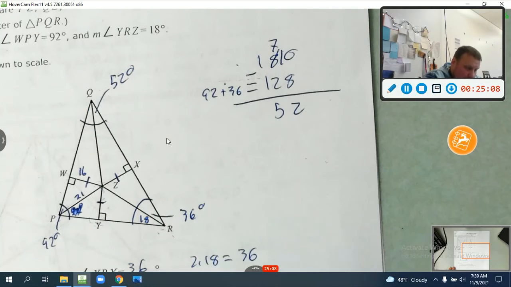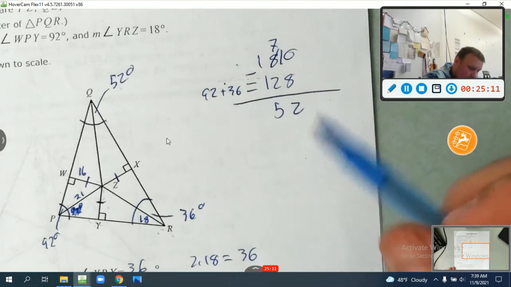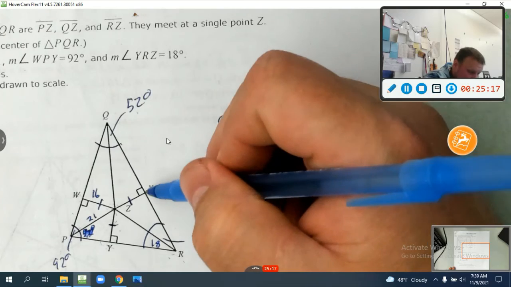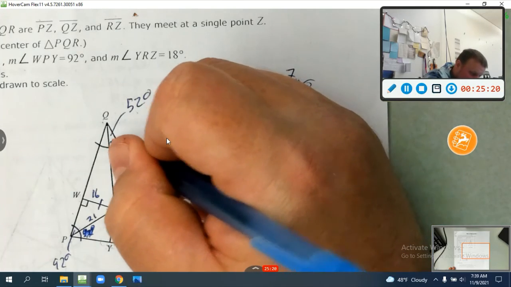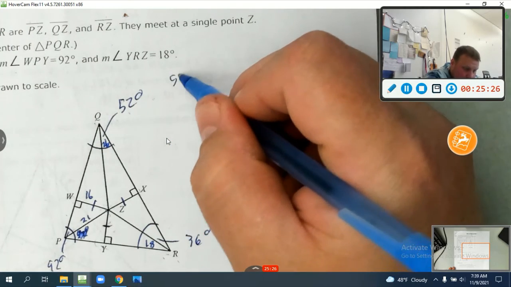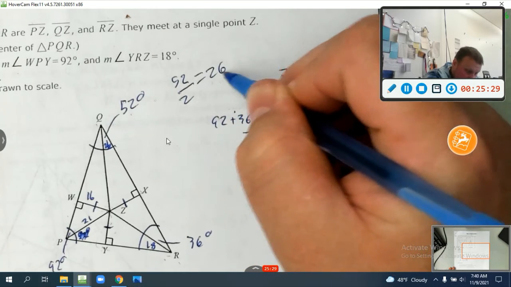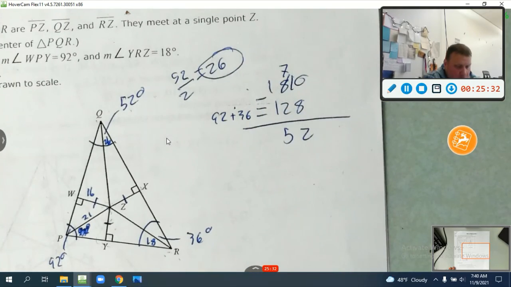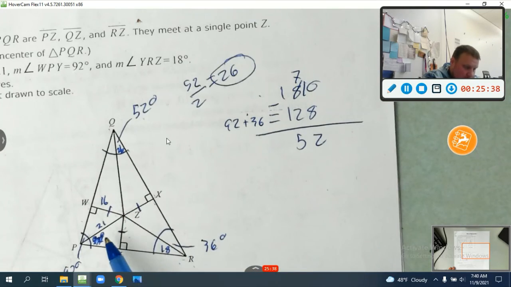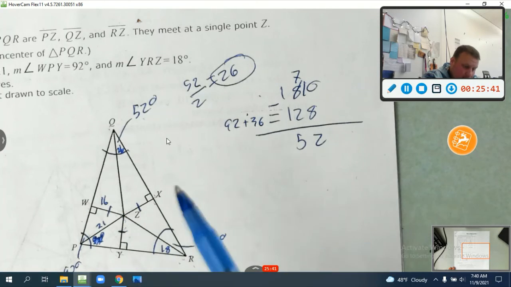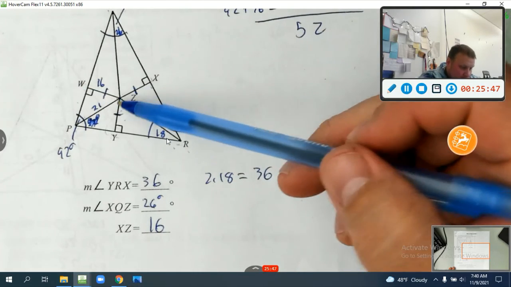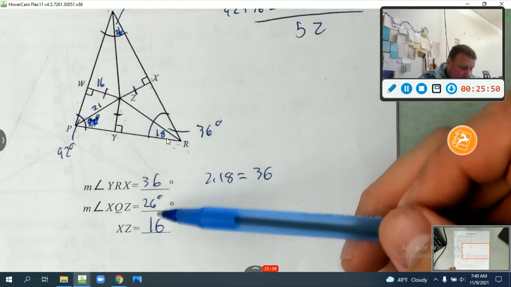Again, ZQ is an angle bisector, so that means it's going to cut this in half. So the measure of angle XQZ is half of that, which is 26 degrees. And again, that's just 52 over 2 equals 26. Now I want the measurement of XZ. Well, if I'm told that WZ equals 16, then what does XZ equal? 16. Look at that. Because WZ is congruent to XZ, they're both 16.